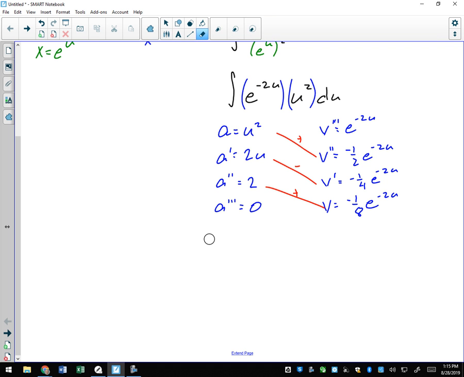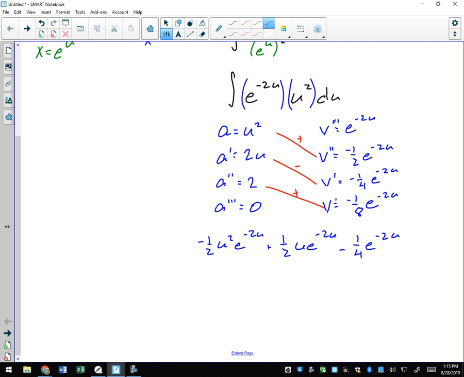take that back, negative 1/2 u squared e to the negative 2u, minus 2 times negative 1/4 will be plus 1/2 u e to the negative 2u, plus 2 times negative 1/8, which would be minus 1/4 e to the negative 2u.